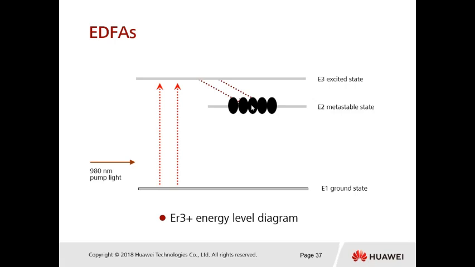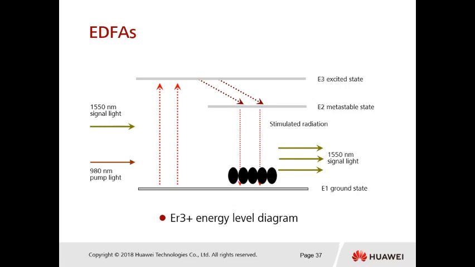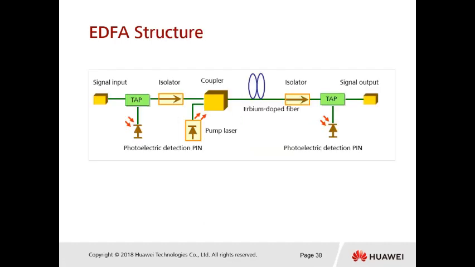and generate photons the same as incident signal photons. In this way, photons in the signal light are increased and the signal is continuously amplified when traversing the EDF. So that's how EDF amplifies your signals. So let's check the EDFA structure.